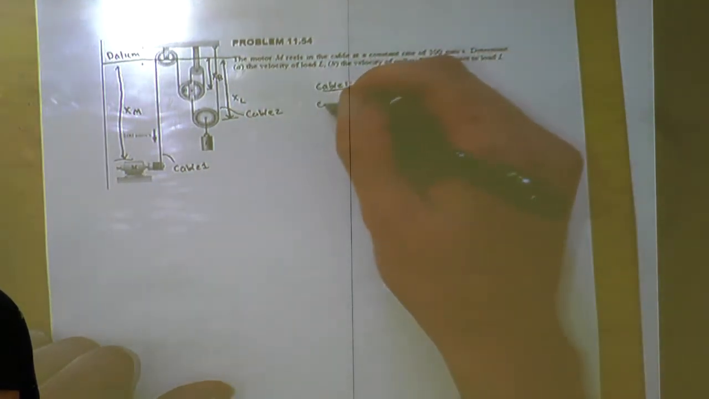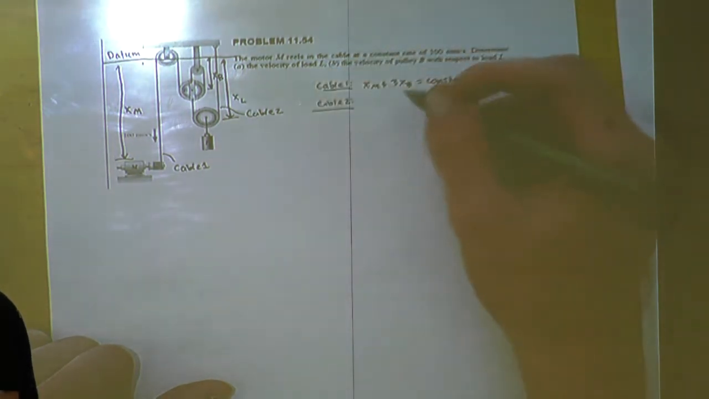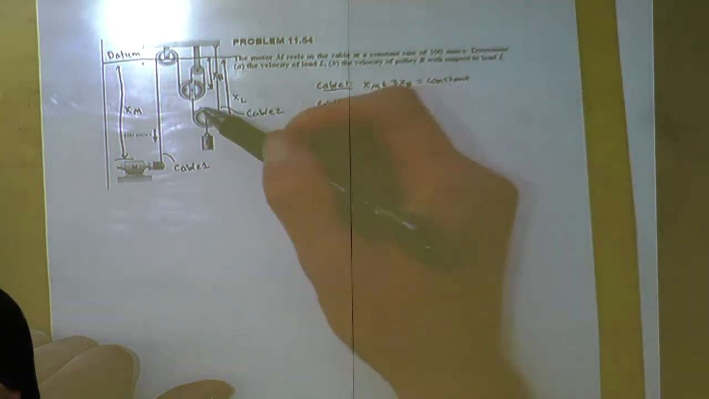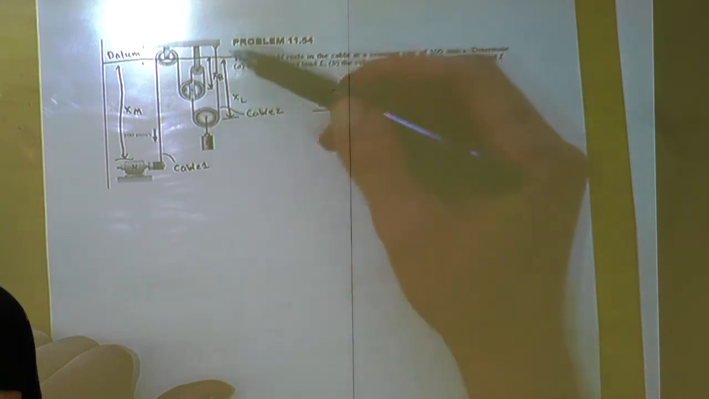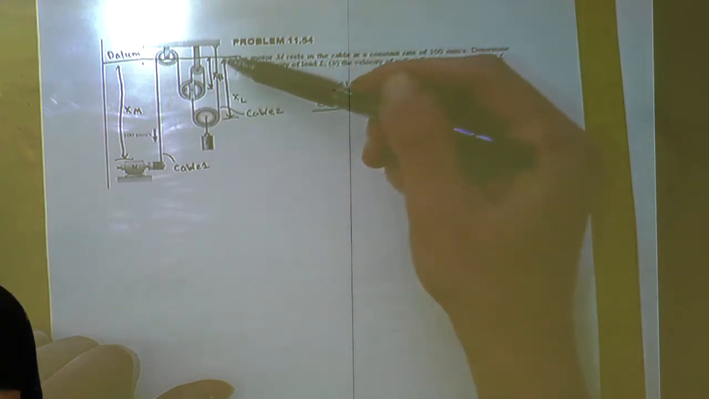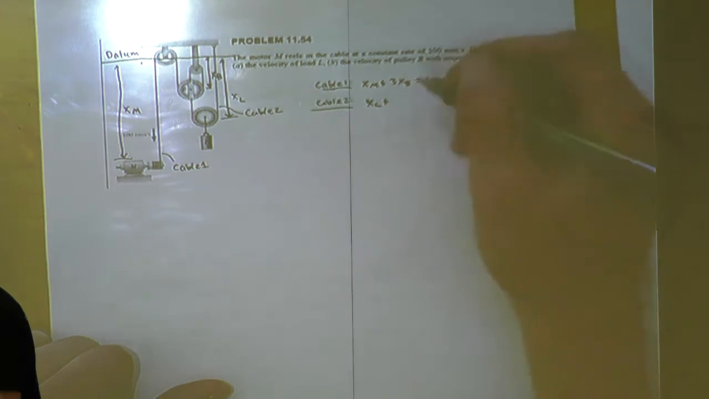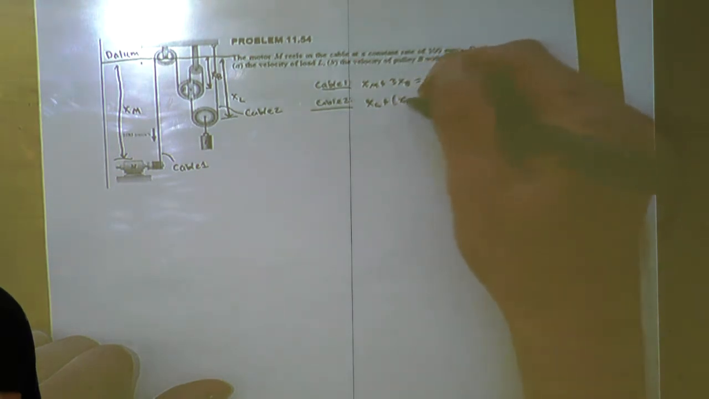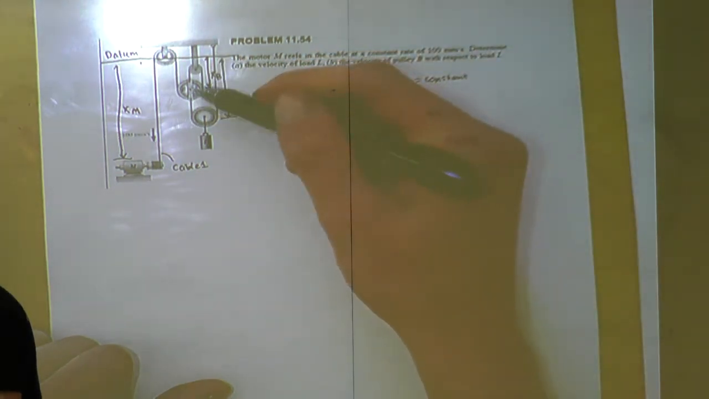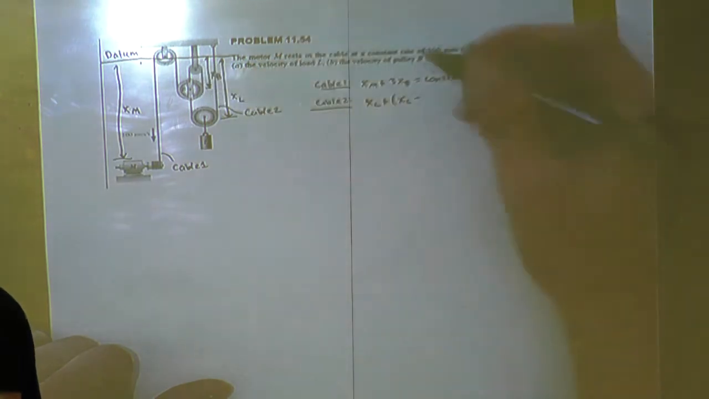And for cable 2, we have XL, which is this part right here, plus, we're looking for this part right here, so the best way to do that is just choose the longest part and then subtract this distance to get rid of all this that doesn't have the part of the cable there. So minus XB equals a constant.